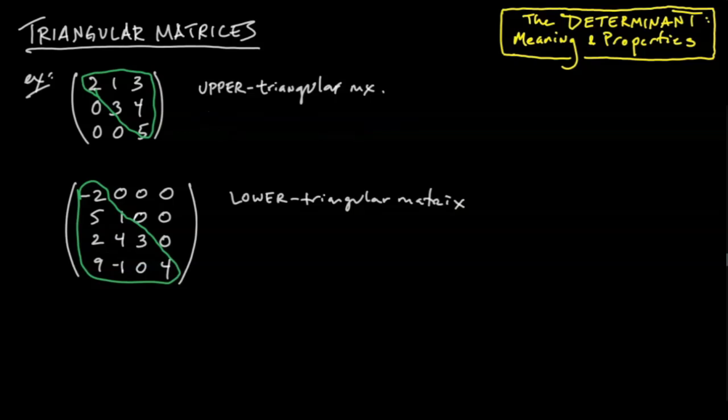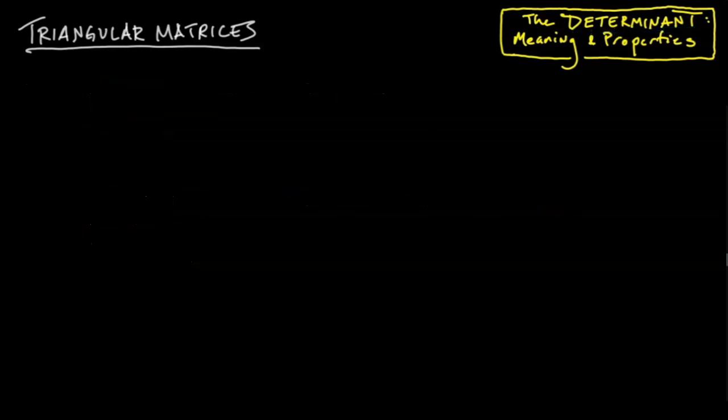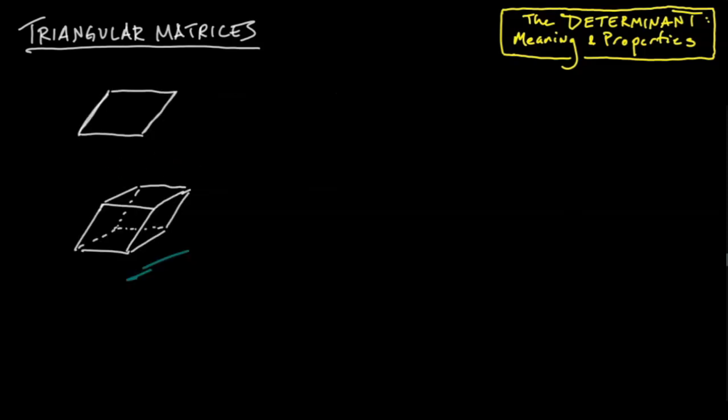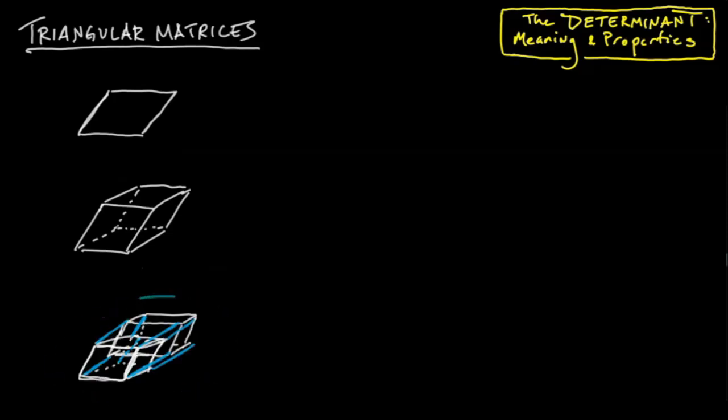Anyway, triangular matrices have some nice properties, one of which concerns their determinants. And this follows from some pretty simple geometry. So let's take a step back and consider parallelograms, parallelepipeds, and their higher dimensional analogs, parallelotopes. And you'll have to forgive me for this appalling representation of a 4-dimensional object on a 2-dimensional screen. Now let's go up dimension by dimension.